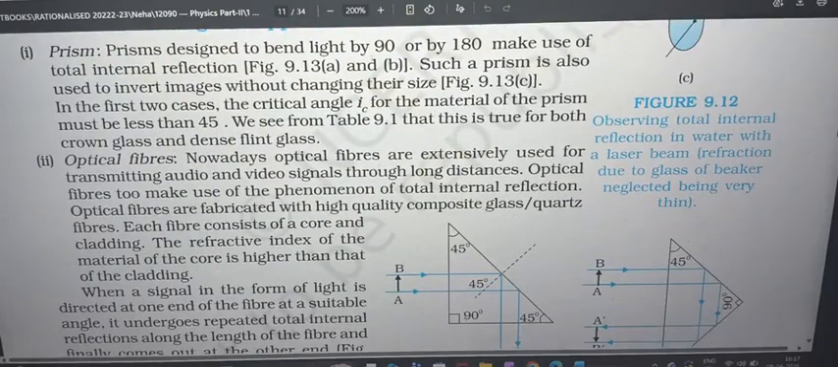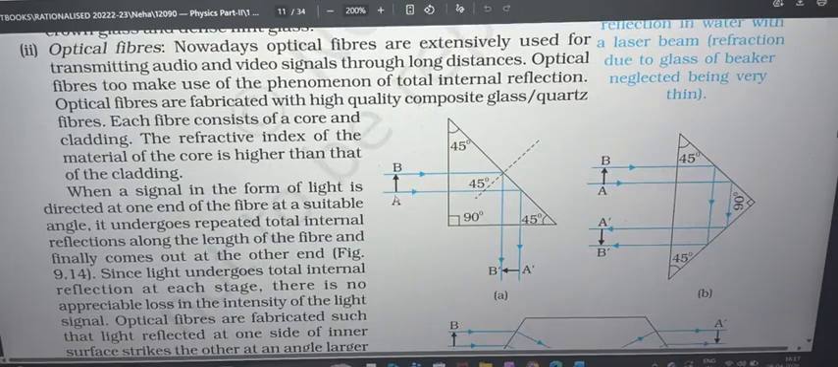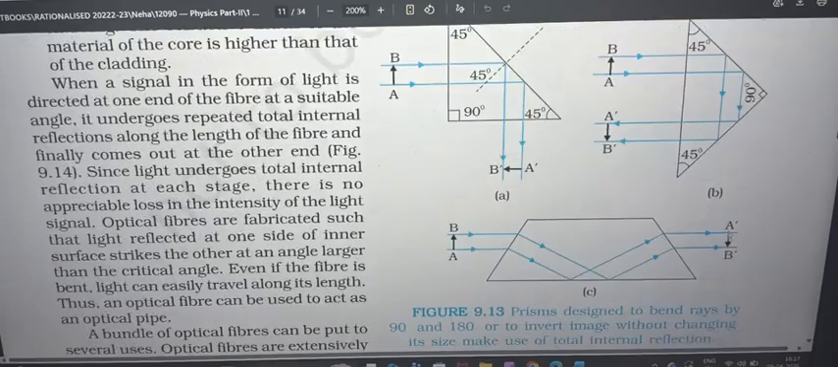Prisms are designed in such a way that they bend light by 90 degrees or 180 degrees, and they make use of total internal reflection. If you see over here, the total angle is 90 degrees, so the light is bending by this 90-degree angle. Now we are going to get inverted images. Like if I present an object over here, I am going to get an image which will be inverted.